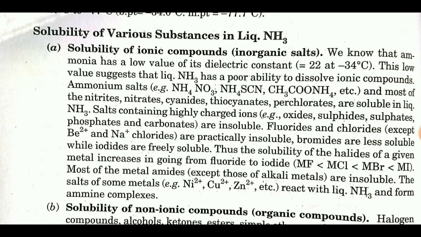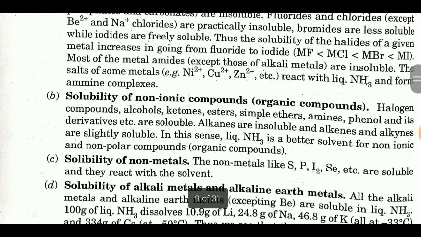Fluorides and chlorides, except Be2+ and Na+ chlorides, are practically insoluble. Bromides are less soluble while iodides are freely soluble. Thus the solubility of the halides of a given metal increases in going from fluoride to iodide. Most of the metal amides are insoluble. The salts of some metals react with liquid ammonia and form amine complexes.